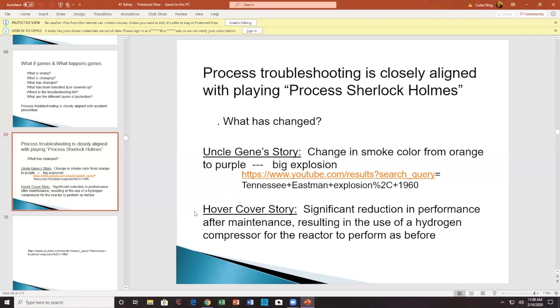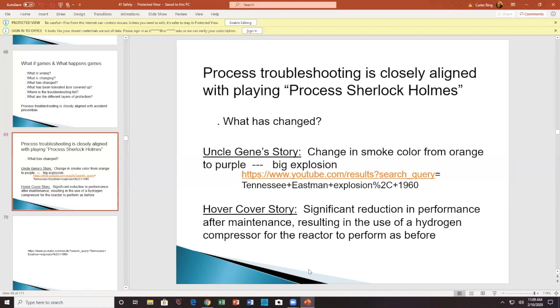This is classic hover cover. Now, a hover cover is sort of a specialty term for covering over an impeller in a stirred tank. Anyway, it was used to improve gas-liquid contacting. We can go into detail about it if you wish. But they went in and cleaned the reactor out, checked it out, and they did not reinstall the hover cover. So the performance dropped dramatically after maintenance happened. This forced the company involved to use a hydrogen compressor. Instead of having the hover cover do the job, they had to put in a hydrogen recycle compressor to get the performance they had before.